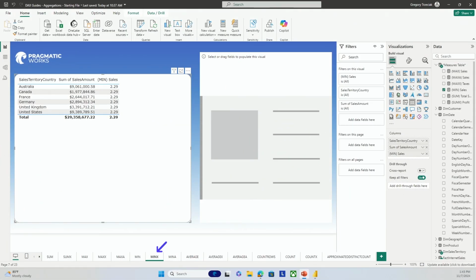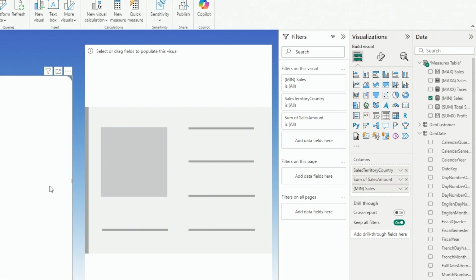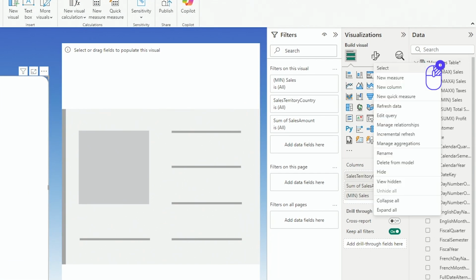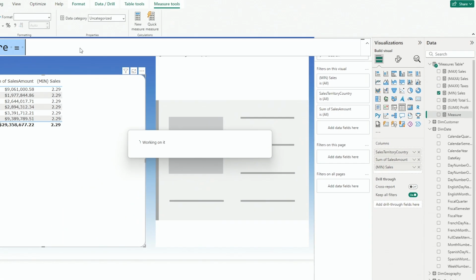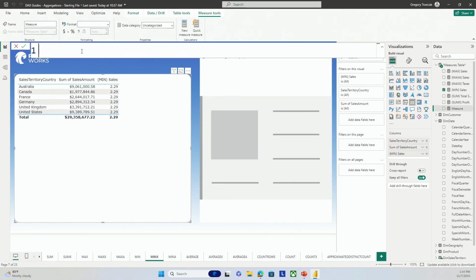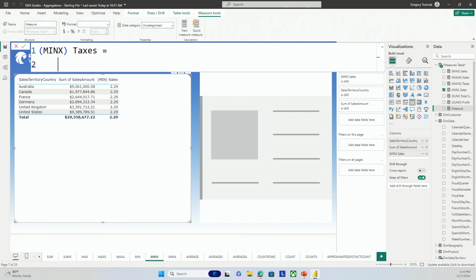All right, so now I'm looking at MINX here, and I've already brought in from before my minimum sales, which was about $2.29. Now, what I'm going to want to do is go over to my measures table and make a new measure. We're going to go ahead and call this one MINX. I'll put that in parentheses so we remember we're at MINX. And we're going to assess what is the sale, but we're also going to bring into consideration the taxes we had to pay on the product, or subtract that from the total sales amount.